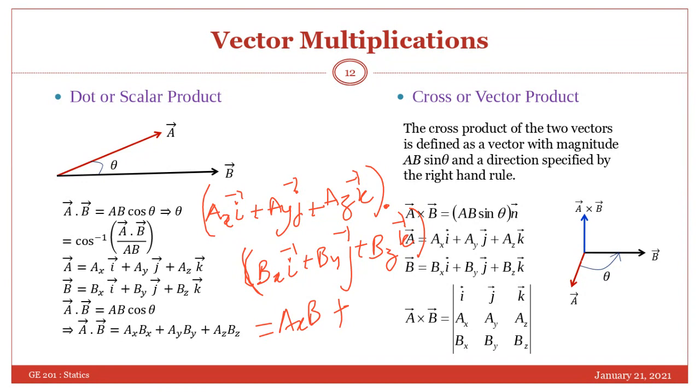Same thing will happen with this. AXI, when you multiply with BZK, gives AX into BZ, but I dot K will be 0. So everything will be 0. So when you multiply with these 3 terms, only the first term will be retained, that is AX into BX. Then same thing with AY: when you multiply AY with BX, j dot I will again be 90 degrees, so it will be 0. AY and BY, of course, they will be retained, and j dot j will be 1, so you will have AY into BY.